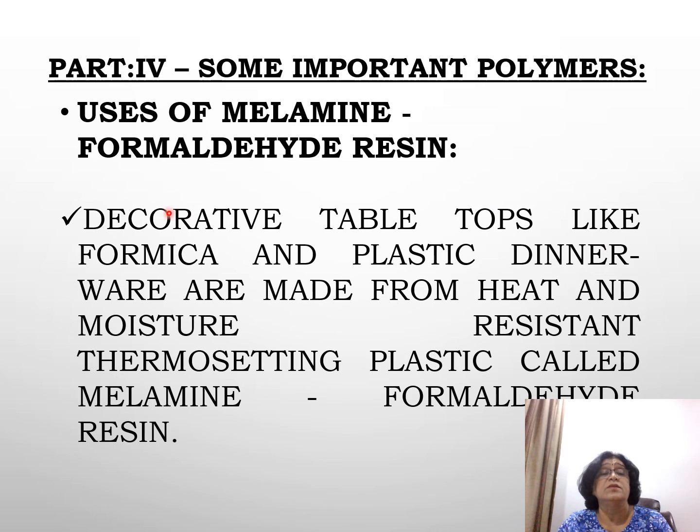Now, what are the uses? Uses of melamine formaldehyde: decorative tabletops like Formica, and plastic dinnerware are made from a heat and moisture resistant thermosetting plastic called melamine formaldehyde resin.